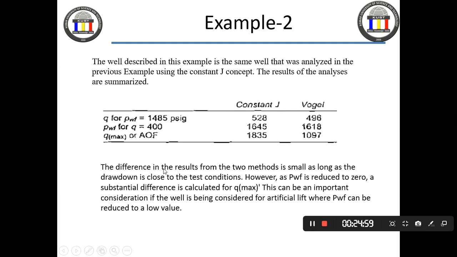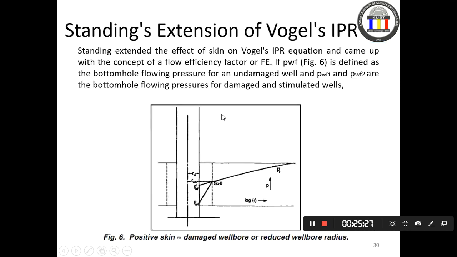Okay, the difference in the result from the two methods is small as long as drawdown is close to the test condition. However, as PWF is reduced to zero, a substantial difference is calculated. As we move towards zero, the maximum absolute open flow potential, a big difference comes up. When we are producing at 1485, the difference is actually not too much. But when the pressure drops a lot, there could be a big issue in this case.